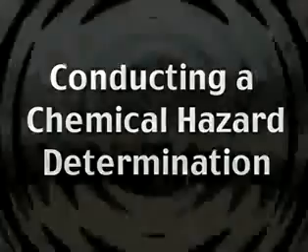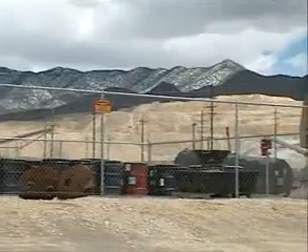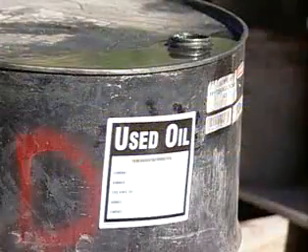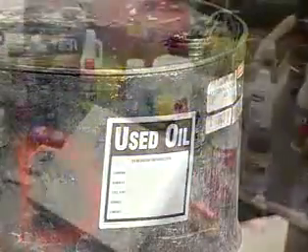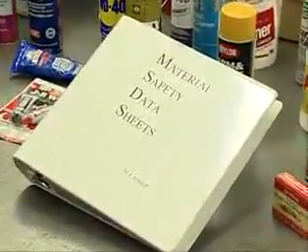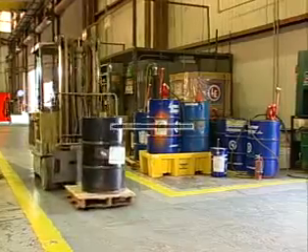MSHA's Hazard Communication Standard requires you to inventory your mine's chemicals and to decide which are hazardous. If a chemical is hazardous, it must be included in your HazCom program. That means you must make sure it's labeled. You also have to keep a copy of its material safety data sheet, which we call an MSDS, and you have to train your miners about the chemical's hazards as well as how they can protect themselves from those hazards.